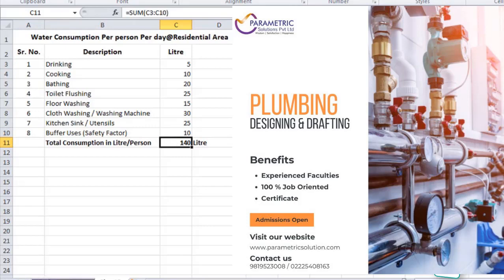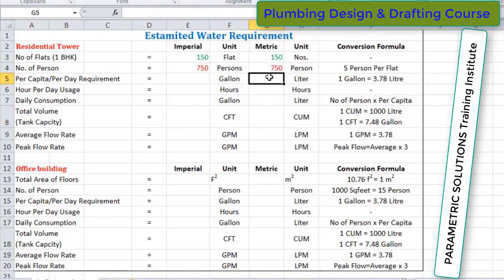The same I will mention here in the liter section in metric. So in liter, this will be 140. So 140 liter per capita per day requirement is there. Now I will convert this into gallon. For conversion, gallon is equal to 140 divided by 3.78, because 1 gallon is equal to 3.78 liter. So if I am talking about gallon, that will be 37 gallon.